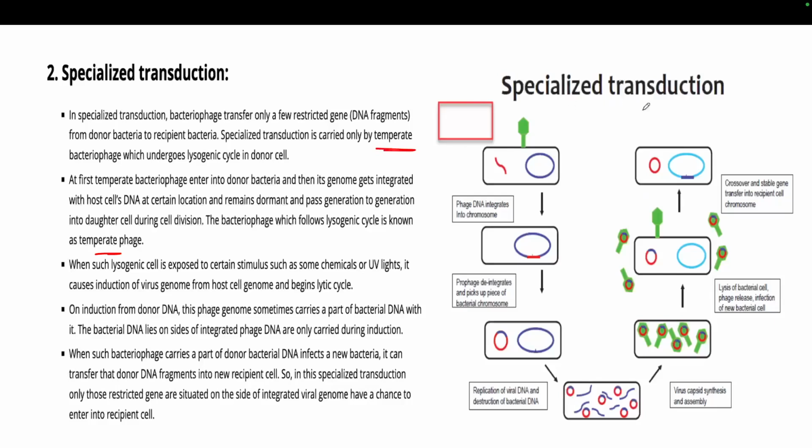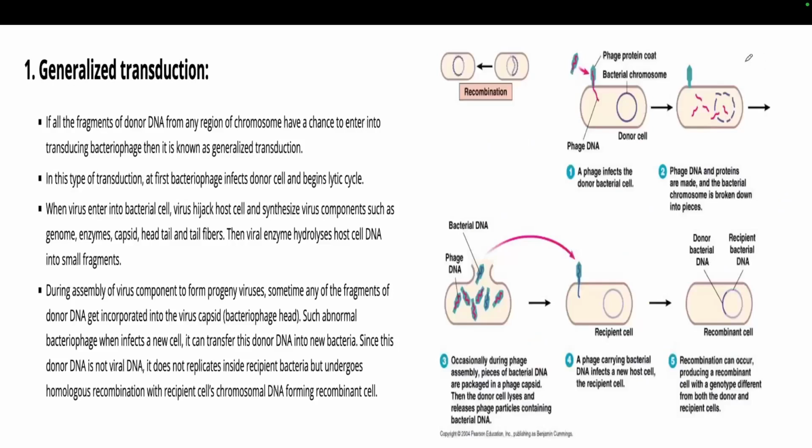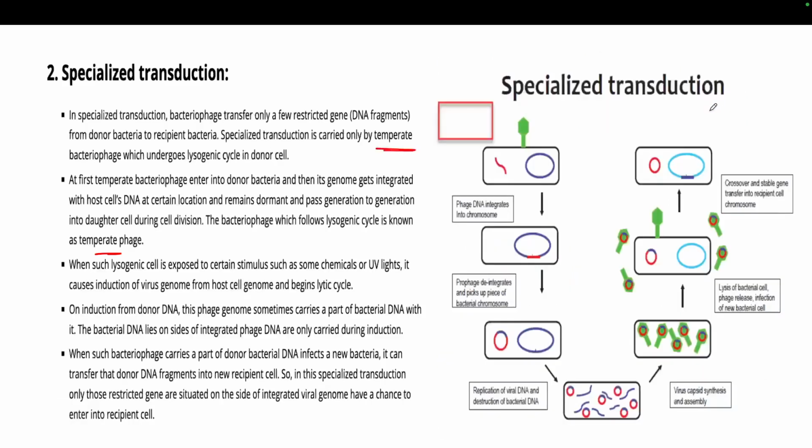So that is specialized transduction, okay. In specialized transduction, both mechanisms are followed: firstly the lysogenic phase, which is the dormant phase, and it can pass from generation to generation, and once it gets a stimulus it can convert into the lytic phase, okay. But in the case of generalized transduction, from the starting itself it proceeds with the lytic phase, okay, and each fragment of the cell has an equal capacity to be transferred from one cell to another, okay. So these are two different types of procedures for transduction, and these are the three different approaches which are helpful for the transfer of genetic material from one cell to another cell, okay.